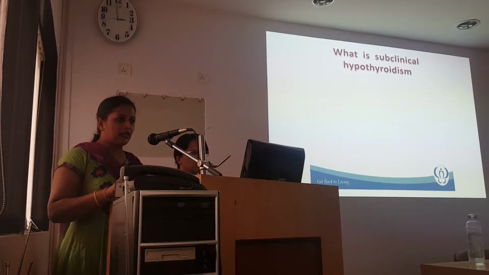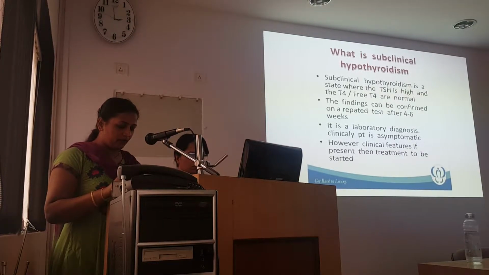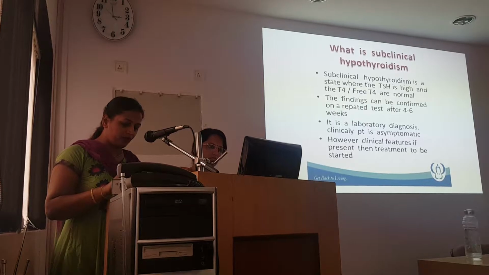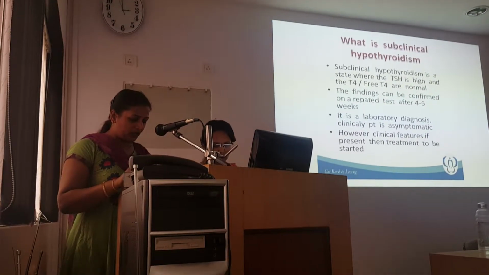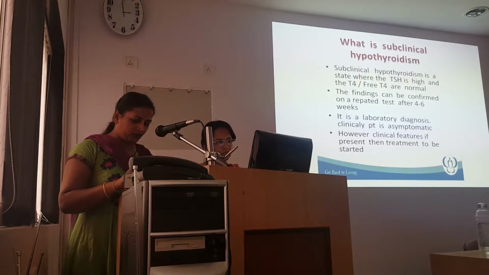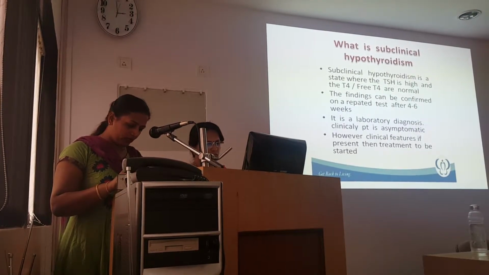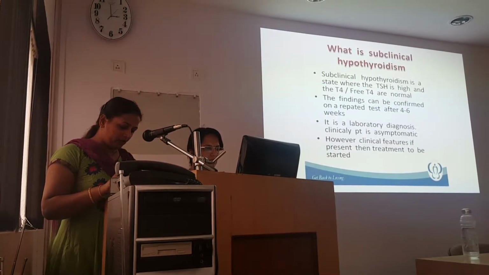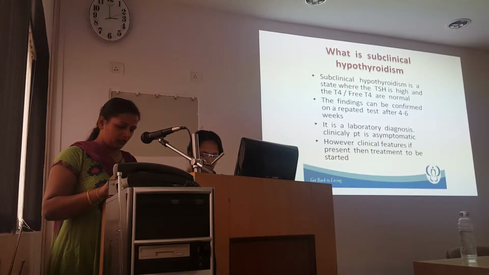What is subclinical hypothyroidism? Subclinical hypothyroidism is a state where the TSH is high and the T4 and free T4 are normal. The findings can be confirmed on repeated tests after 4 to 6 weeks. It is the laboratory diagnosis. Clinically, the patient is asymptomatic. However, if clinical features are present, then treatment is to be started.